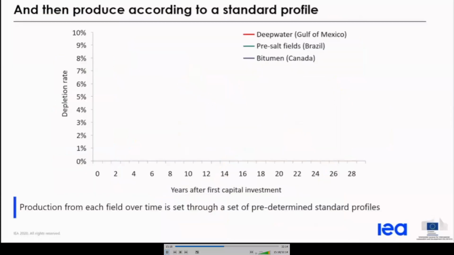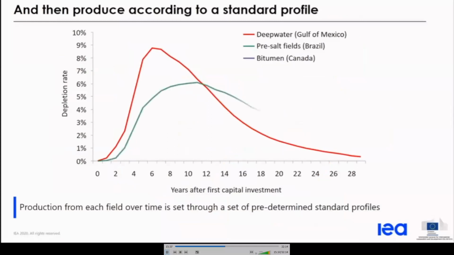Once the model has picked which projects to take forward, it then produces and makes the production profiles according to standards that we have set within the module itself, based on country and region, and also by access type or resource type. The resources selected for production are taken according to the standard profiles. These profiles are set up by reservoir type, extraction method, technology, and location.